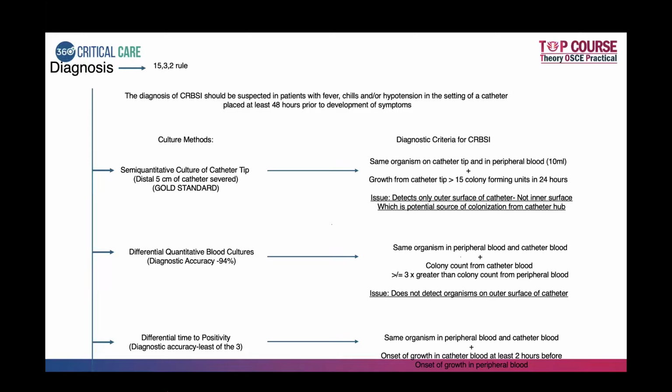Then the last one, which most of us are very familiar with, is the differential time to positivity. Even though most of us know it, compared to the three of them, this is supposed to have the least diagnostic accuracy. The same organism in the peripheral blood and the catheter blood is noted, and the onset of growth in the catheter blood is at least 2 hours before the onset of growth in the peripheral blood. So 2 hours is the minimum time difference that needs to be there between the catheter and the peripheral blood.